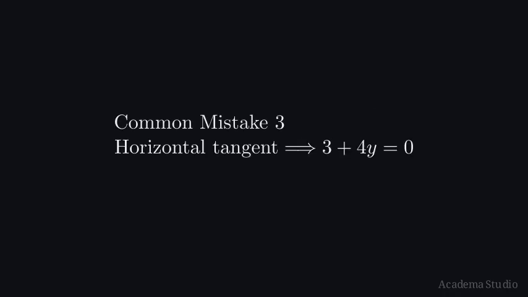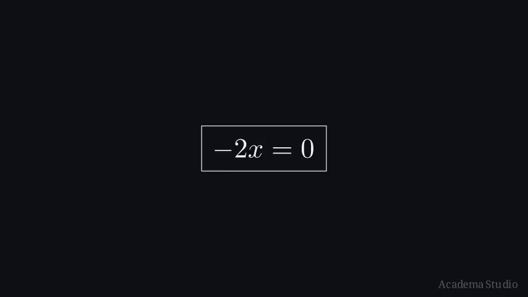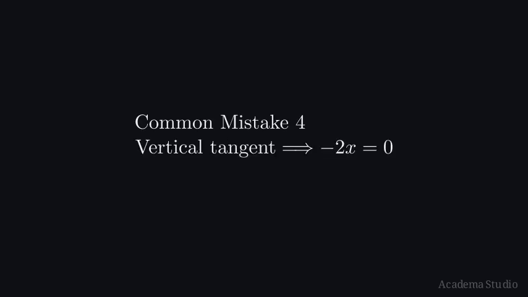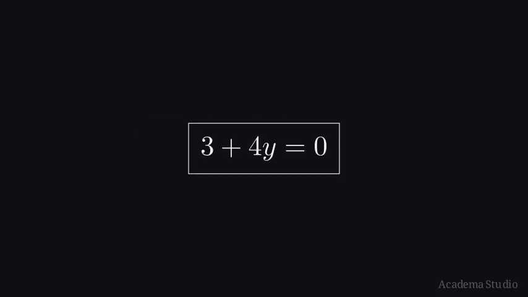Common mistake 3. Horizontal tangent implies 3 plus 4, y equals 0. A horizontal tangent occurs when the numerator of dy divided by dx is 0. The final answer, negative 2x equals 0. Common mistake 4. Vertical tangent implies negative 2x equals 0. A vertical tangent occurs when the denominator is 0 and the numerator is non-zero. The final answer, 3 plus 4, y equals 0.